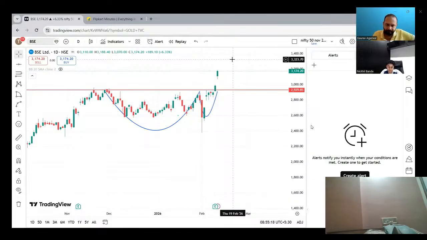Okay, yeah. So now, as you can see, there is a gap also here, right? It created a gap yesterday because the quarterly results were good. So that's the reason this stock opened the gap up and then it started running. Okay, and if the next candle closes above this one, then it's buy, right? Or if it breaks above.